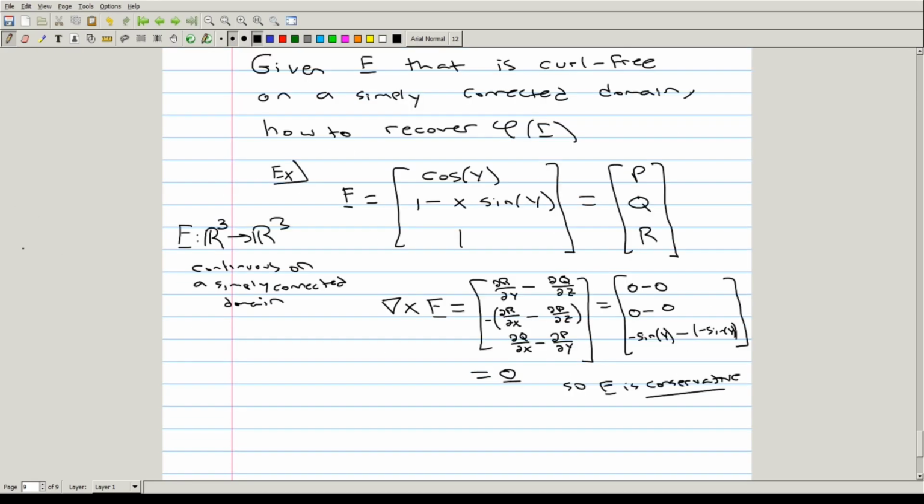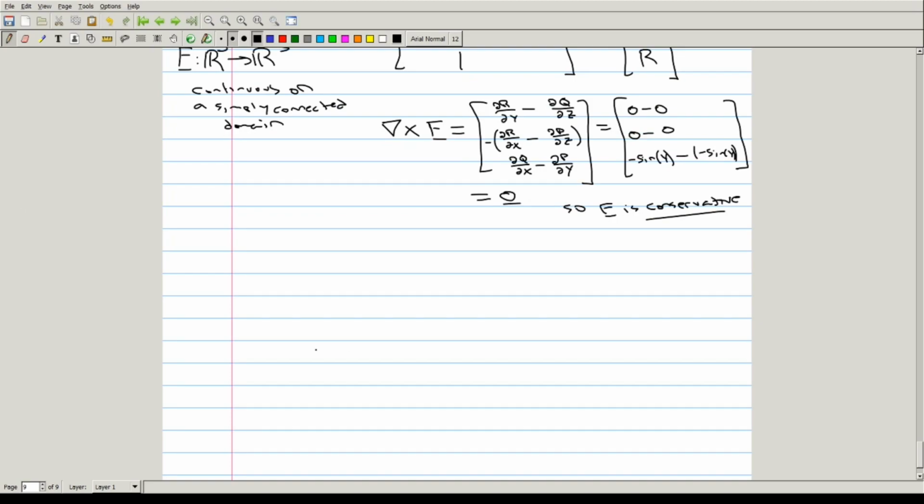And the idea then, and what's really nice about this, is that we know this is going to be equal to the gradient of some phi. So this vector field PQR will be equal to, right, P is the x partial derivative of phi. Q is going to be the y partial derivative of phi. And R is going to be the z partial derivative of phi. The question is how to solve for this phi.